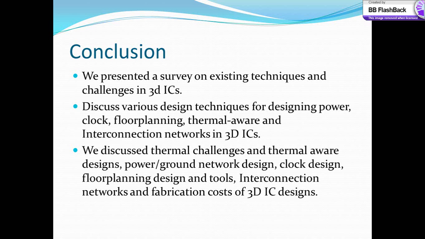So to conclude the work, we saw a lot of techniques and challenges in 3D ICs, and we discussed a lot of design techniques for power, clock, floor planning, thermal aware designs, interconnection networks.